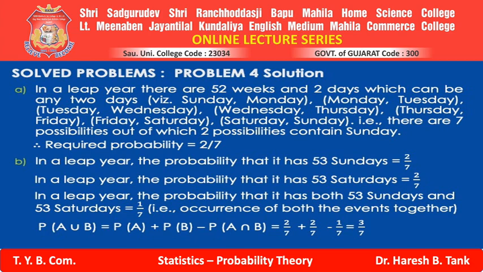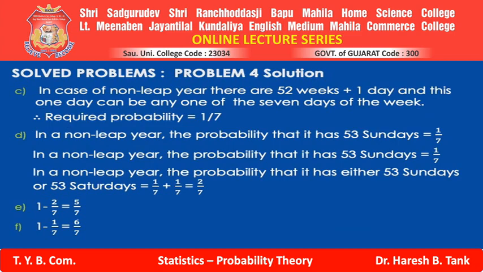The required probability was, the connector was OR. Since the connector is OR, we are talking about union. So probability of A union B is required, which is nothing but probability of A plus probability of B minus probability of A intersection B. Here we have seen it, probability of A is 2 by 7, probability of B is 2 by 7 and probability of A intersection B is 1 by 7. Putting all together, 2 plus 2 minus 1, 4 minus 1 becomes 3, 3 upon 7. 3 upon 7 becomes the required probability.